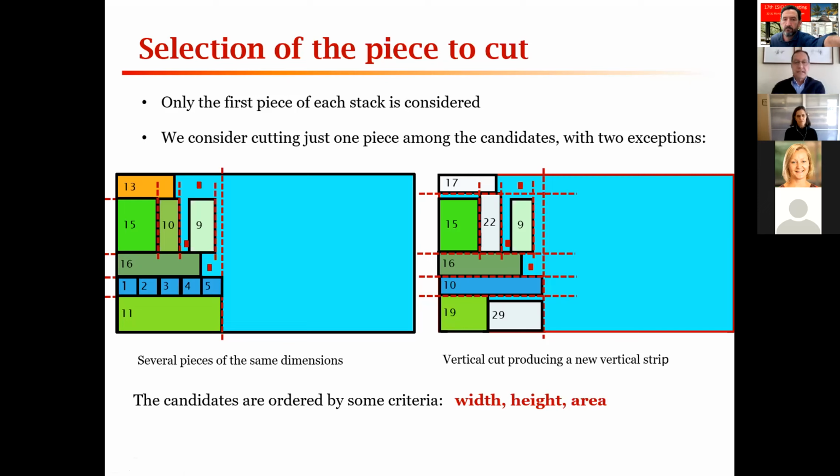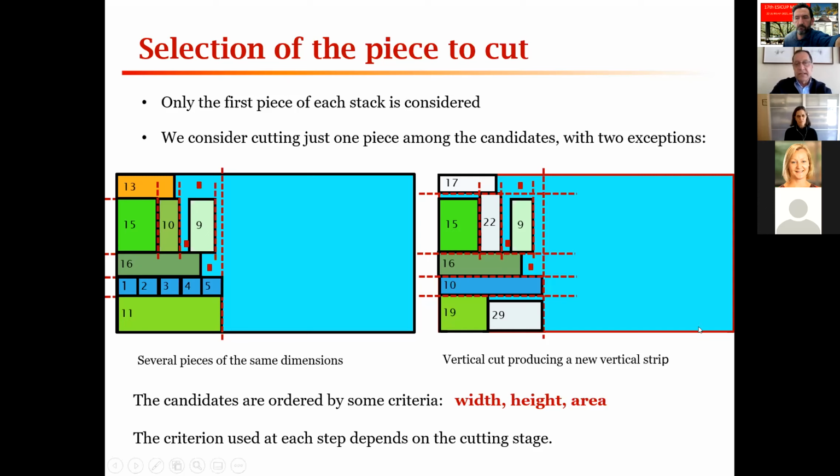The candidate pieces are ordered by some criteria, and the criterion depends on the cutting stage. In the first stage, when we are producing a vertical cut, the criterion is maximal width. In the second stage, when we are producing a horizontal cut, the criterion is maximal height. And when we are finishing cutting a strip and there is just a small empty space left, the criterion is maximal area. This is our constructive algorithm, quite simple.